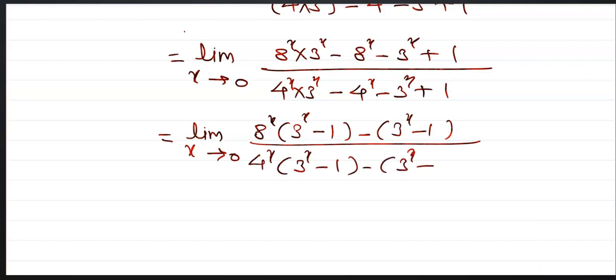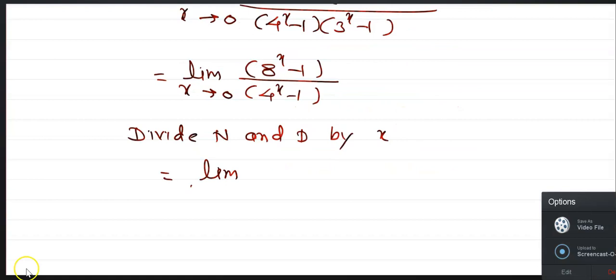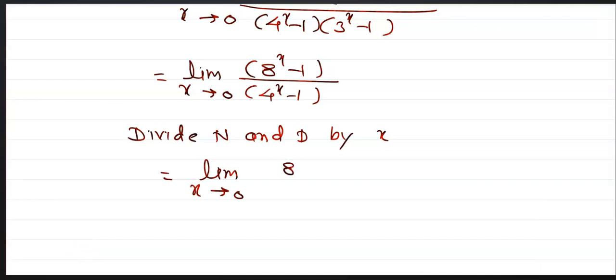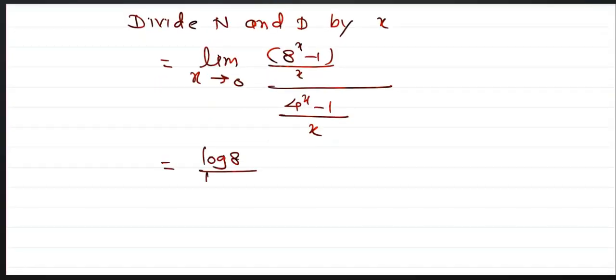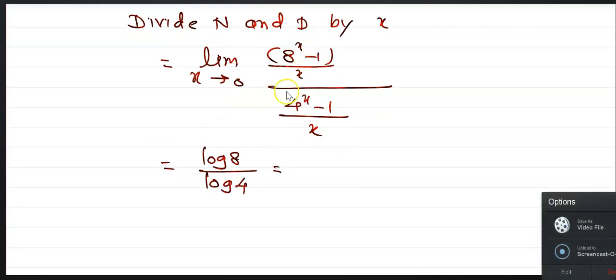3 raised to x minus 1 minus 3 raised to x minus 1, and again. Now divide the numerator and the denominator by x, because 3 raised to x minus 1 from the numerator and denominator get cancelled. Therefore, the limit as x tends to 0 of (8 raised to x minus 1) upon x over (4 raised to x minus 1) upon x is the log of 8 upon log of 4.